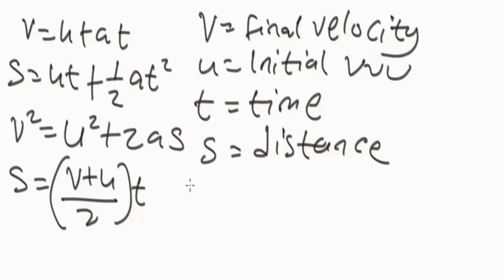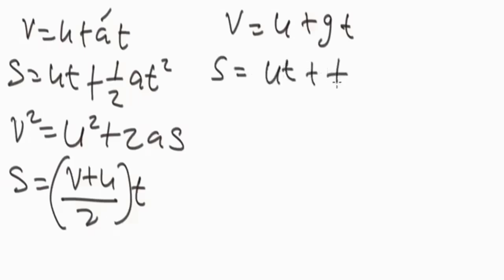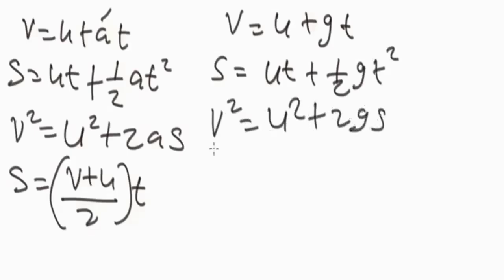Now note again that for motion under gravity, the acceleration here we change to acceleration due to gravity. For instance, if you are dealing with motion under gravity, v will be u plus gt. Now x will be ut plus half gt squared. v squared will equal u squared plus 2gx, in that order. This fourth one does not have acceleration in it. So when you are dealing with motion under gravity, the acceleration a will change to acceleration due to gravity g.